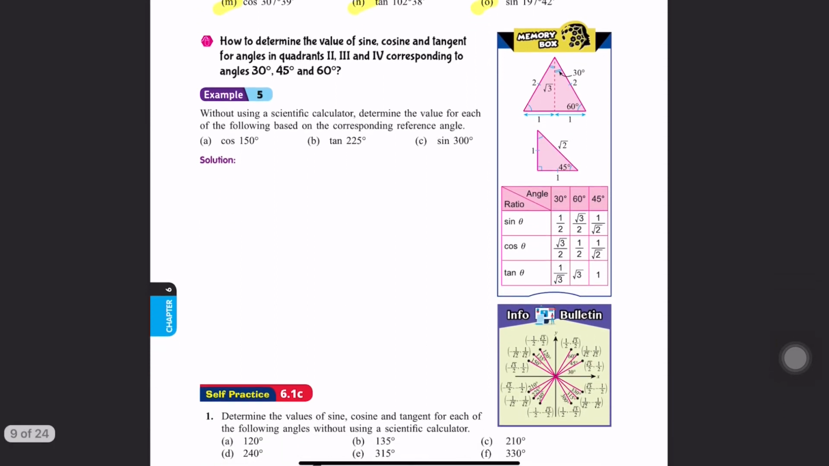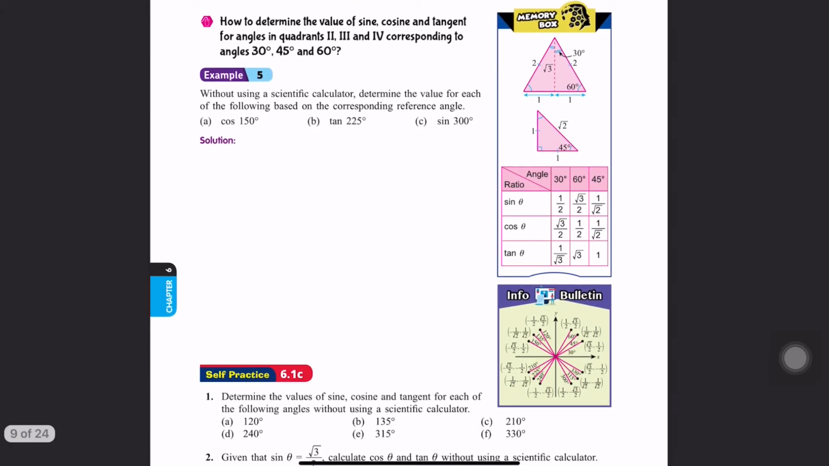Okay, next, we move to the next subtopic. How to determine the value of sine, cosine, and tangent for angles in quadrant 2, 3, 4 corresponding to angle 30, 45 and 60.